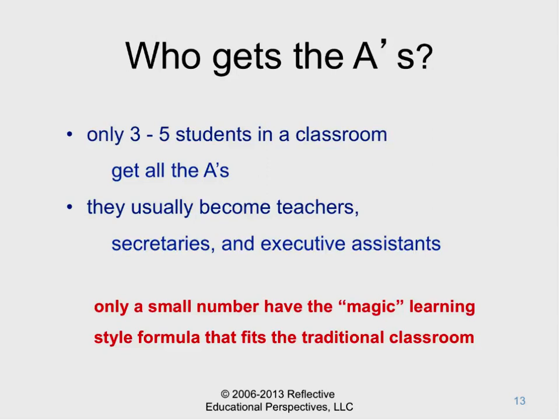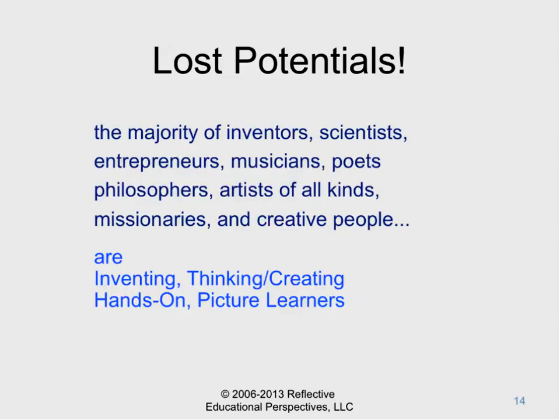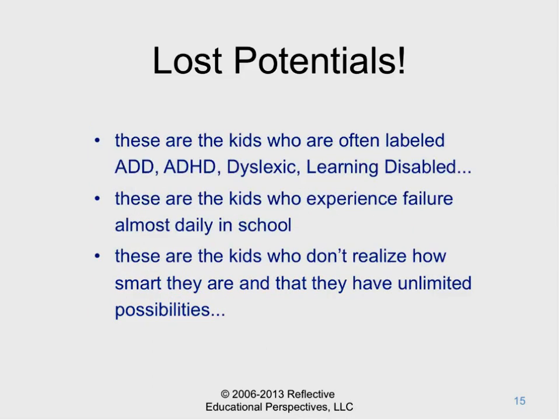So again, at the bottom, I've got this in red. Only a small number have the magic learning style formula that fits the traditional classroom, and yet those are the people that school is really set up for. So we have all these lost potentials. The majority of inventors, scientists, musicians, poets, as I said before, artists, missionaries, creative people, the majority of them are inventing, thinking, creating, hands-on, picture learners.